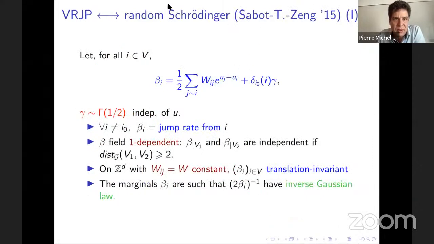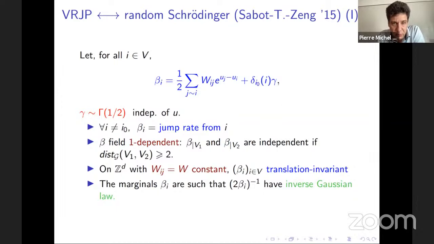Okay, so let me now explain the link with the random Schrodinger operator. We define those beta i's. Let's start with the first part: 1/2 of the sum for j adjacent to i of wij e to the uj minus ui. This we already know: it is the jump rate starting from i. And then we add a term, which is a gamma random variable independent of the field u, only at the starting site i naught.